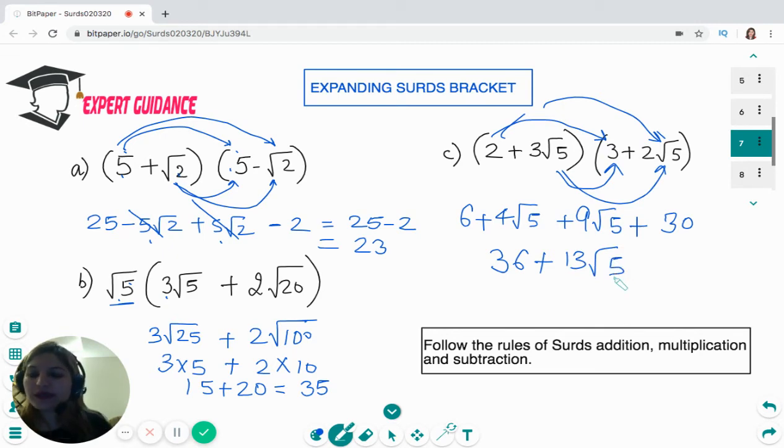Okay, so I hope this is clear to you. These kinds of questions can come in the exam because here they're testing all your surds concept. They're testing how you put the surds in simple form, how do you add them, subtract them, multiply them.